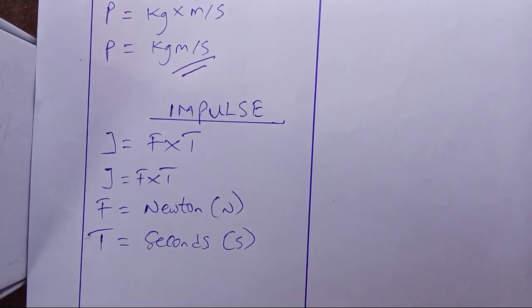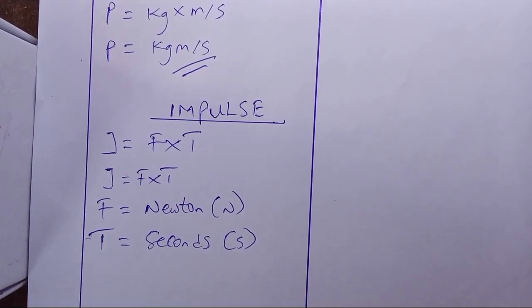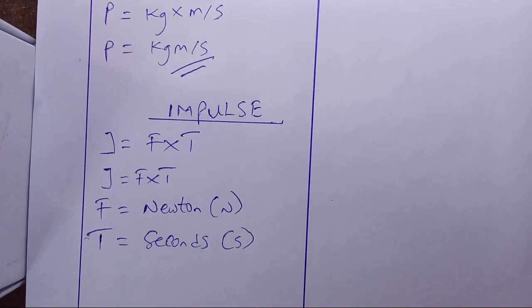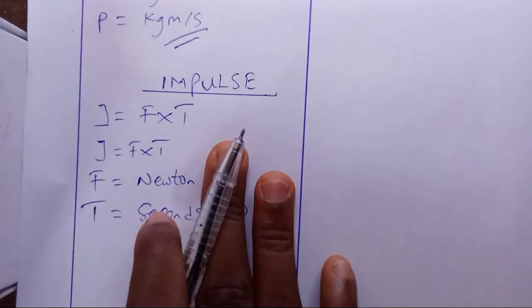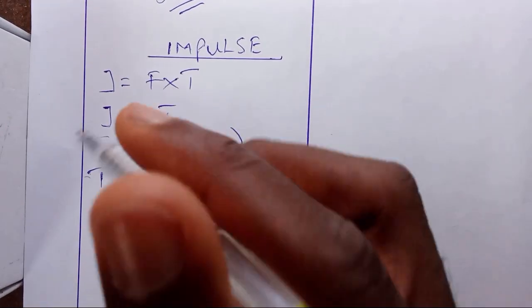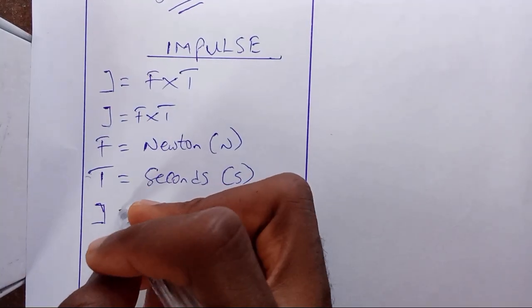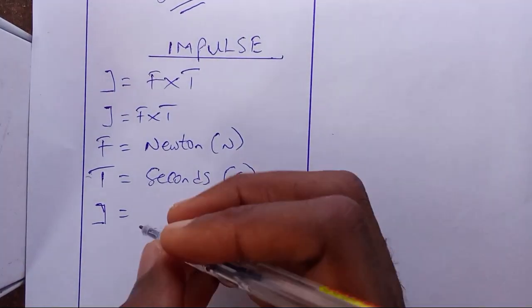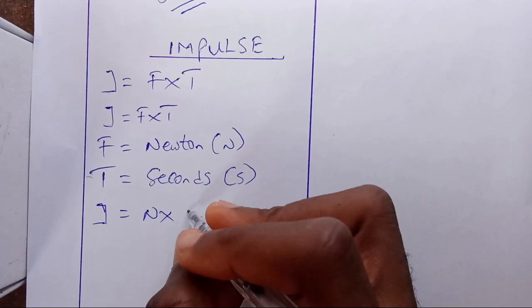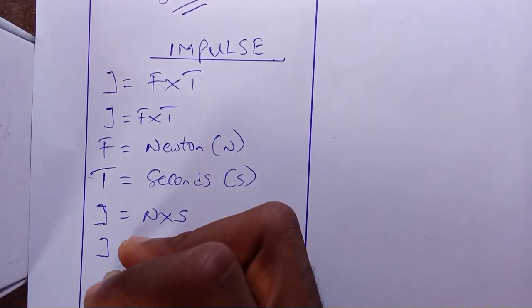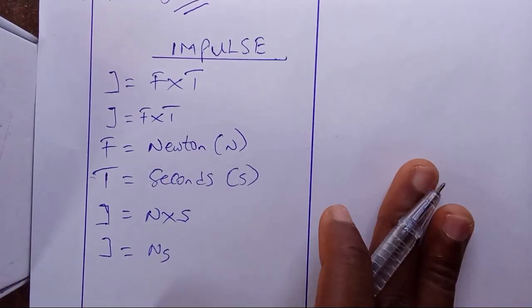Now let's continue. So now we say that our SI unit for force is Newton and SI unit for time is seconds. So if we put this together, just like we did earlier, we can say our impulse J is equal to force times time, right, which is Newton times seconds. So our J now is equal to Newton seconds.